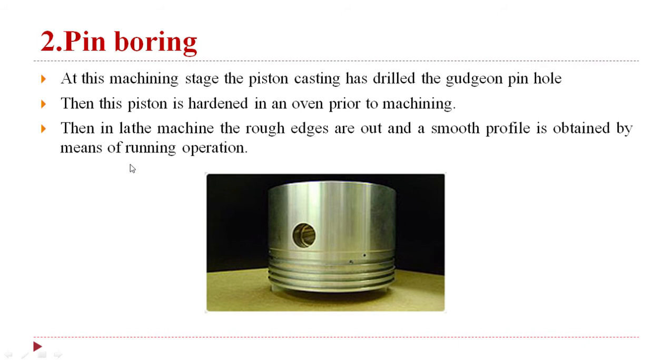After quenching, we put the casting on the lathe machine and fit it, and then cut, and then grooves are cut, and oil holes are also drilled. After that, the gudgeon pin hole is drilled on the piston surface. Then this piston is hardened in an oven prior to machining. Then in the lathe machine, the rough edges are cut and a smooth profile is obtained by means of a turning operation.